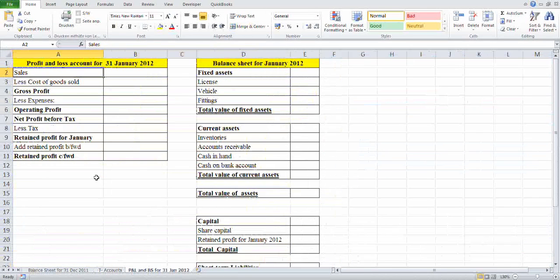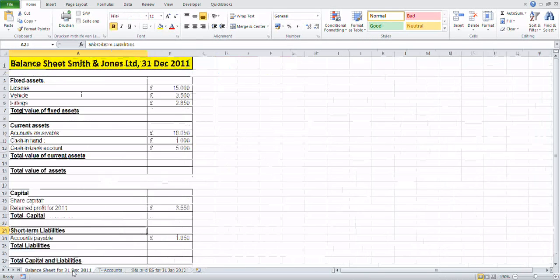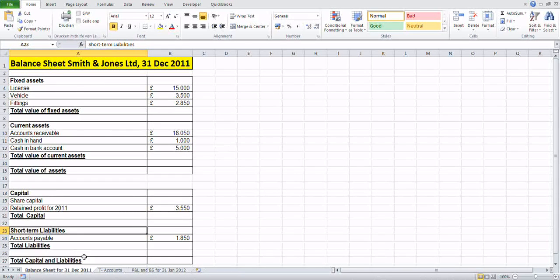On the last sheet, we see the profit and loss account, end of January 2012, as well as the balance sheet, which we're going to fill based on, as I said earlier, the opening balance sheets and our transactions. Well, let's start off with finishing the balance sheet, or the opening balance sheet.